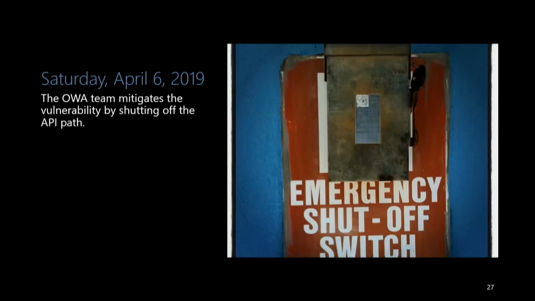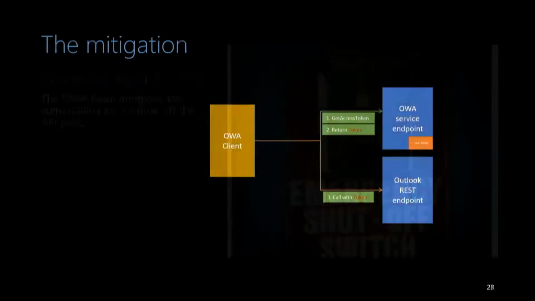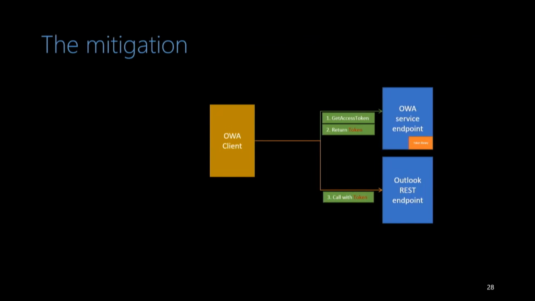So in a couple of days' time, the Outlook Web App team rolled out a mitigation and turned off Get Access Token for Resource API, which immediately stopped the clients from getting a partially signed access token. This also meant there was a trade-off, and I'll talk about more in the details. So let's dig a bit more into the details of the mitigation.